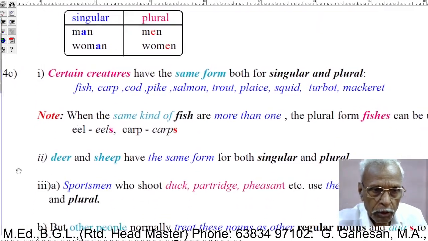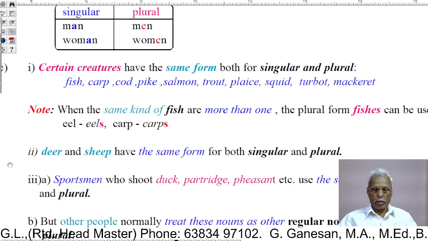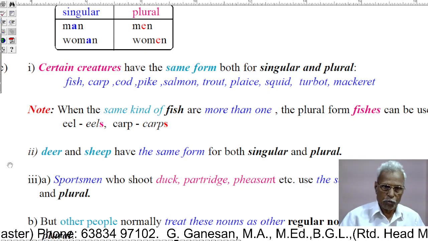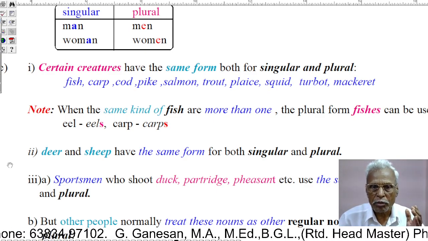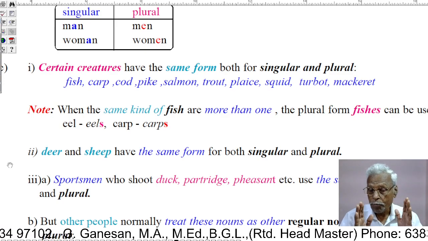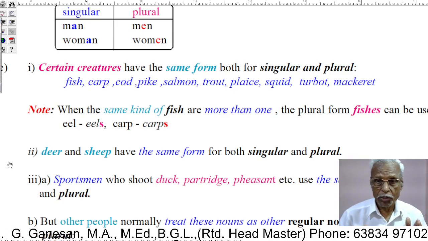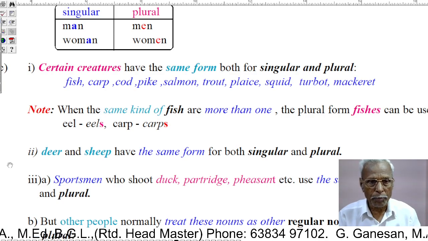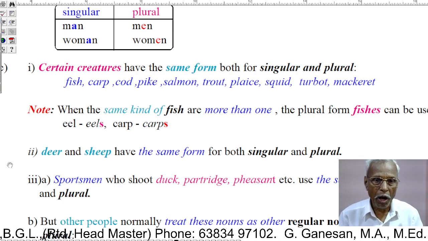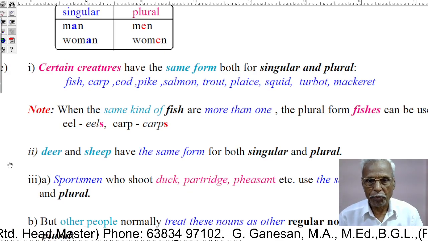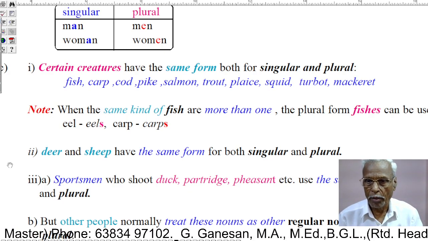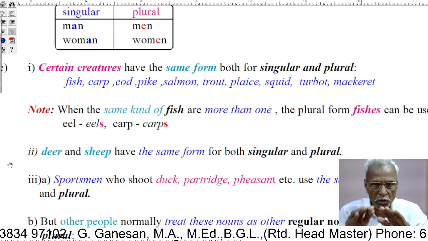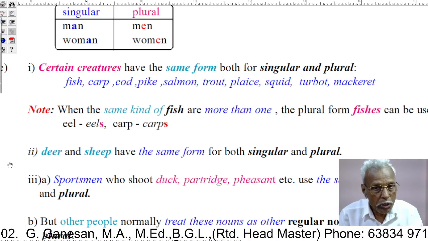Then another rule for forming plurals of the irregular nouns. Certain creatures have the same form both for singular and plural. They are fish, carp, cod, pike, salmon, trout, plaice, squid, turbot, mackerel. These are some creatures which have the same form both for singular as well as plural.